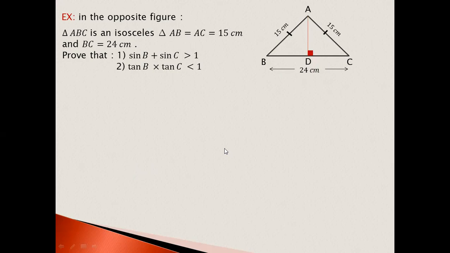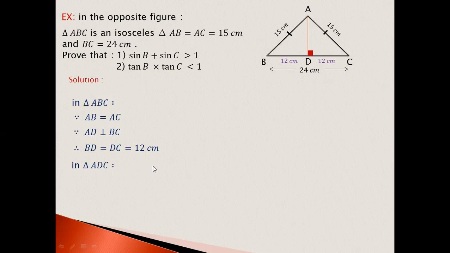And now we have a theorem from grade 8. Since we have AB equals AC and AD perpendicular to the base BC, we can deduce that AD bisects the vertex angle and also bisects the base. That means D is the midpoint of the base BC, or BD equals DC equals half of 24 equals 12 centimeters.